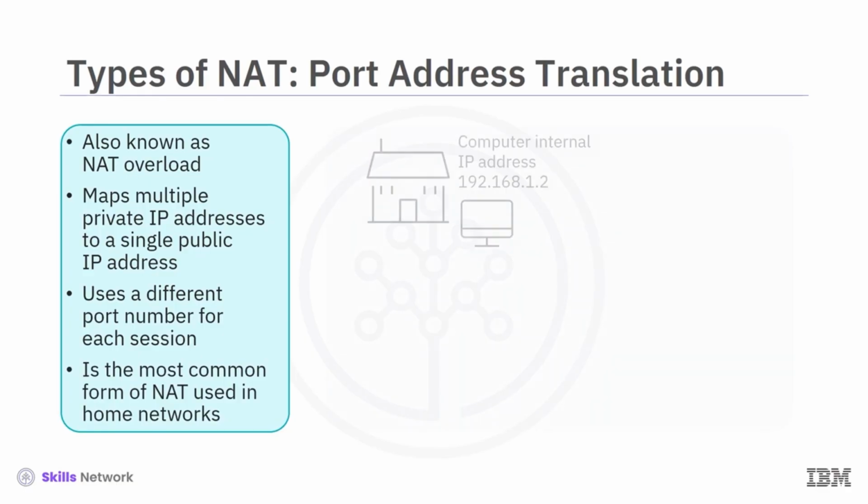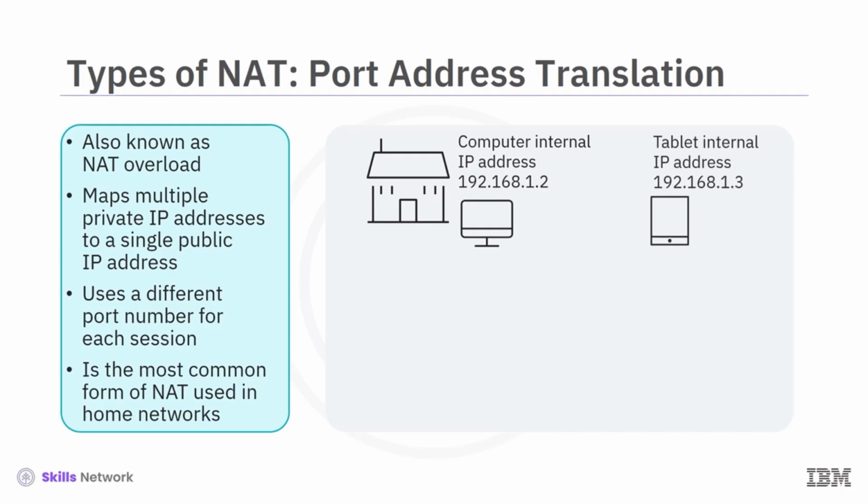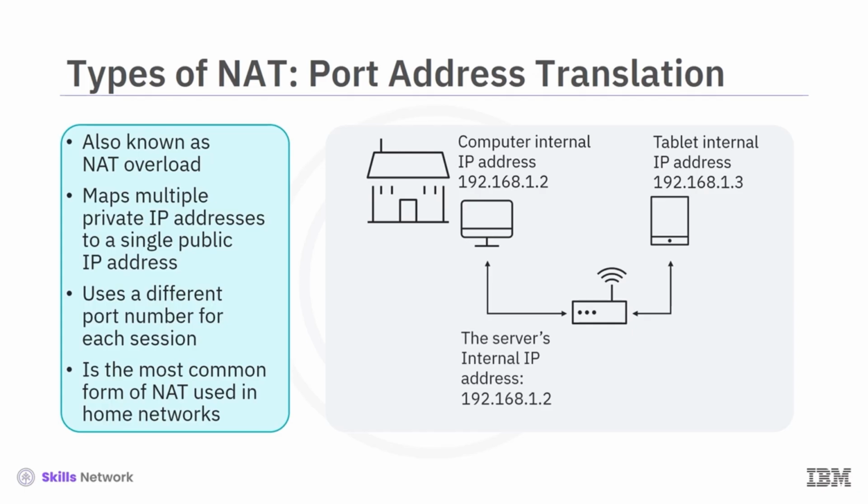For example, suppose multiple devices in a home network, such as 192.168.1.2 and 192.168.1.3, are accessing the Internet. In that case, PAT allows all the devices to share a single public IP address by assigning different port numbers to each device's session. Next, explore some practical applications of using NAT.